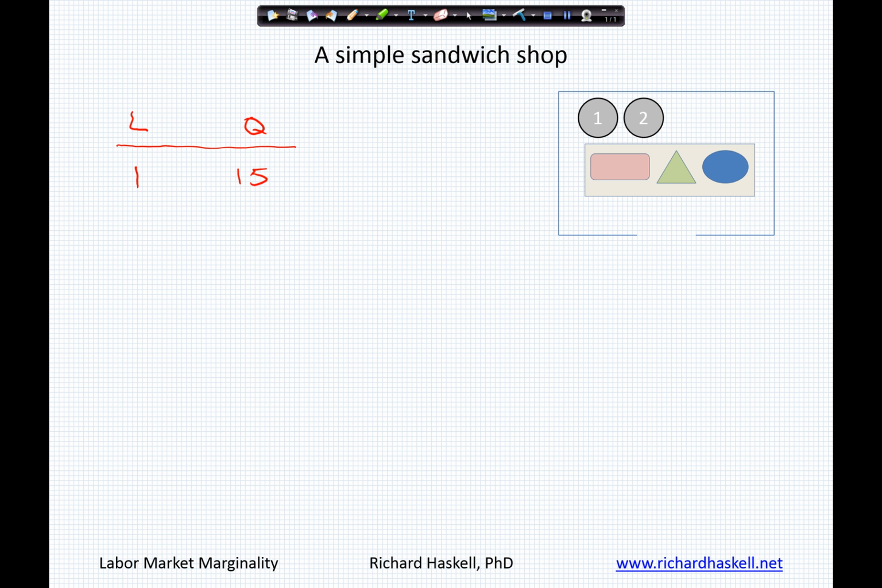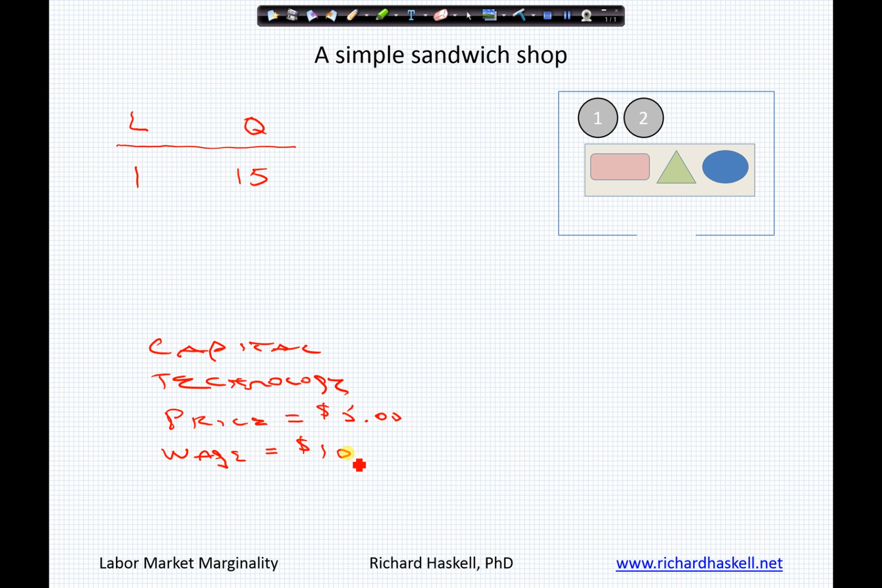And we have some things we might need to consider here in terms of our assumptions. One of our assumptions is that capital is fixed, which also means that our technology is fixed. And let's assume that the price of a sandwich, we're going to sell it to the open public, so every sandwich that goes out of here, we're going to get $5 for that. And let's assume that the wage that I pay myself, as well as the wage I might pay any additional employee, is $10 an hour.